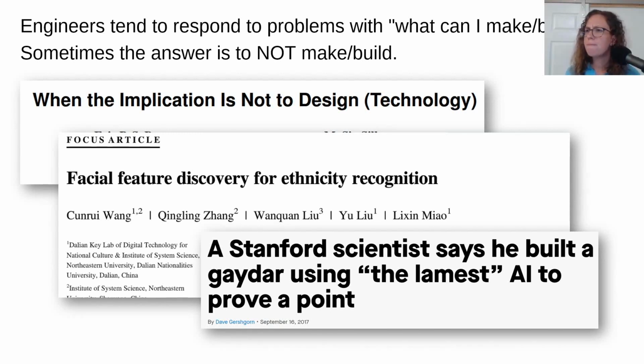Yes. So this is a question from me, which I don't know the answer to. As that title says, a Stanford scientist says he built the gaydar using the lamest AI possible to prove a point. And my understanding is that the point was to say, hey, you could use fast.ai Lesson 1, and after an hour or two you can build this thing. Anybody can do it. How do you feel about this idea that there's a role to demonstrate what's readily available with the technology we have?